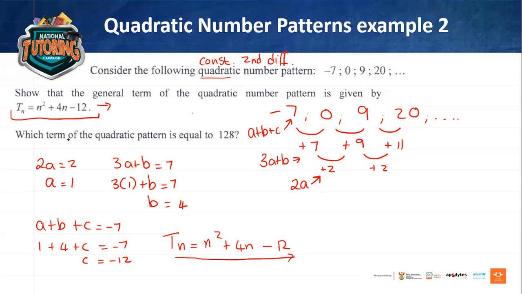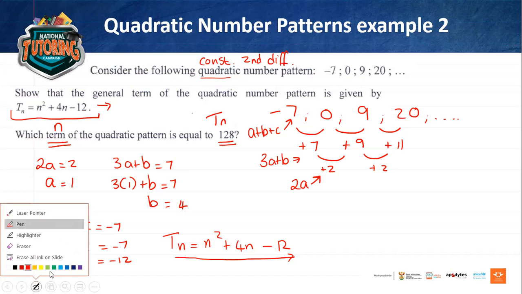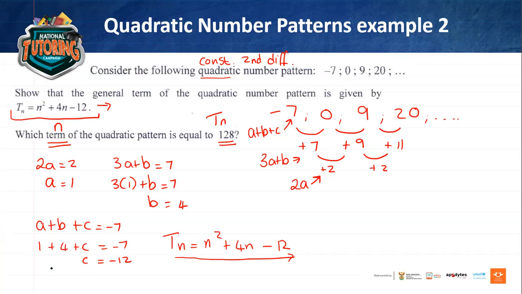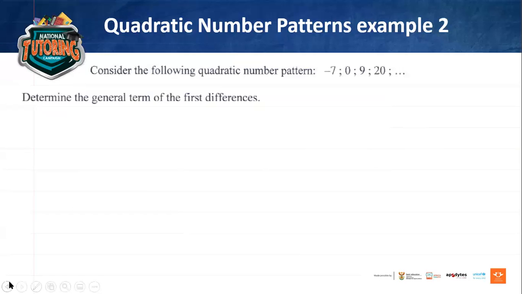Right, our second question, which term of the quadratic pattern is equal to 128? Which term? That is saying find n. What is n when the number pattern is equal to, so this is a Tn value. So my number pattern is equal to 128. So I'm going to substitute Tn as 128. I'm going to do it on the side here so you can still see my board.